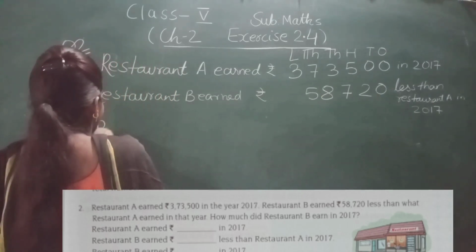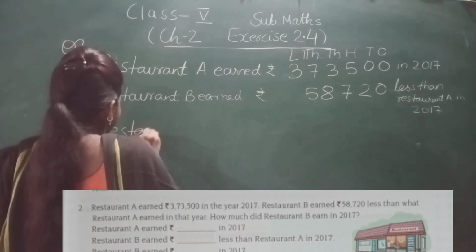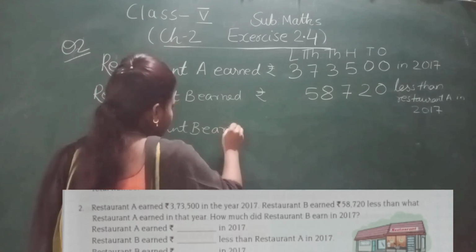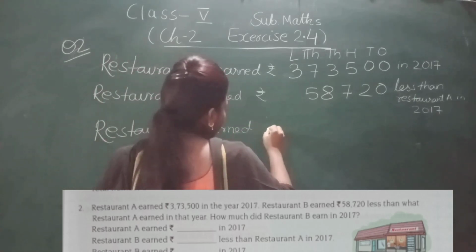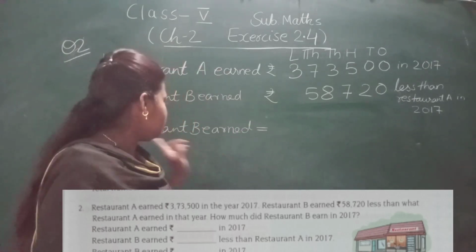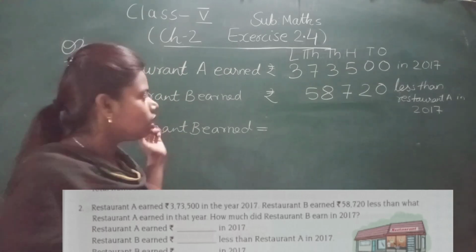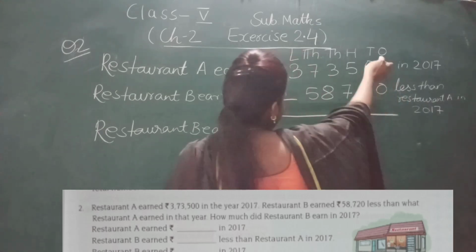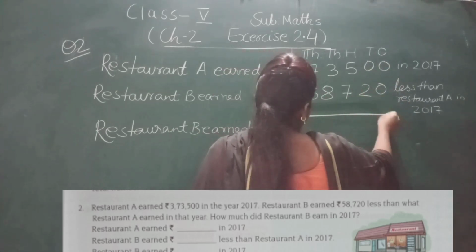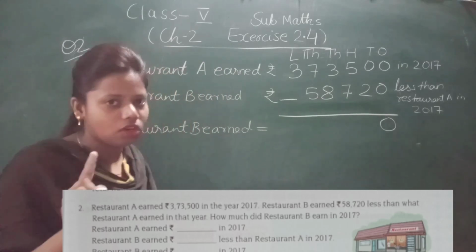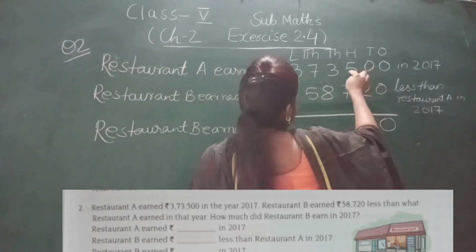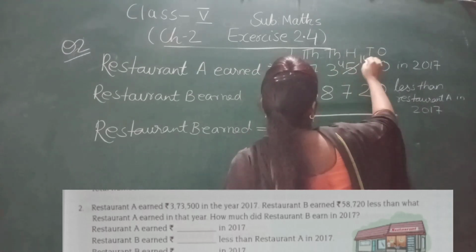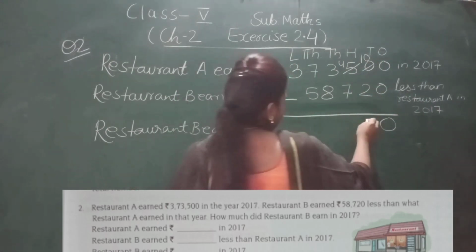Now restaurant B earned. Okay. How much has he earned? What we have to do to find restaurant B's earning? Subtraction. Subtract. Okay. Now see here. 0 minus 0 is 0. From 0 we cannot subtract 2. So the 0 will take borrowing from this 5. So this 5 will become 4 and 0 will become 10. So 10 minus 2 is 8.